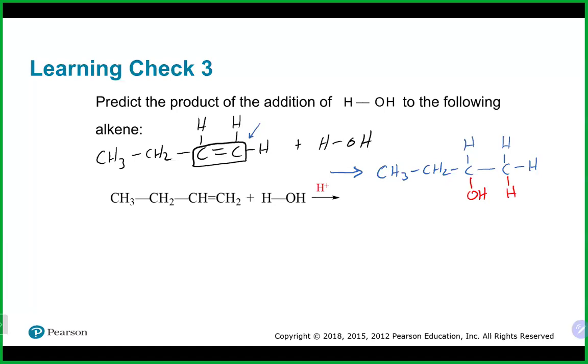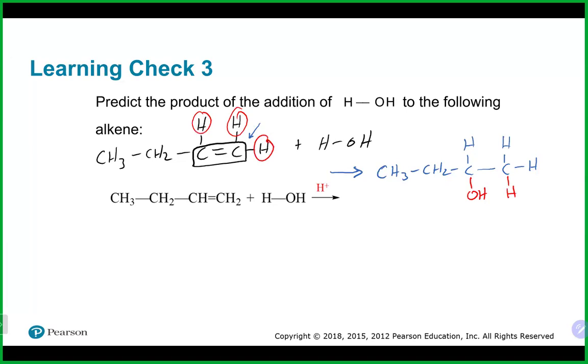So we're looking over here. So this carbon has 2 hydrogens. And this carbon originally in the double bond has 1. So the hydrogen should end up at the carbon that had the most hydrogens to start with. So that's the guy on the right.